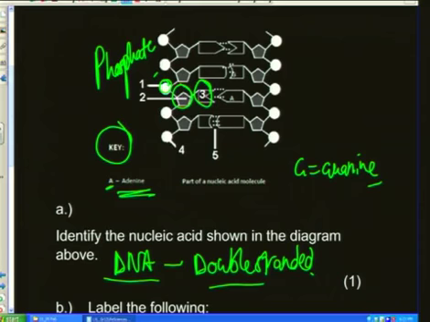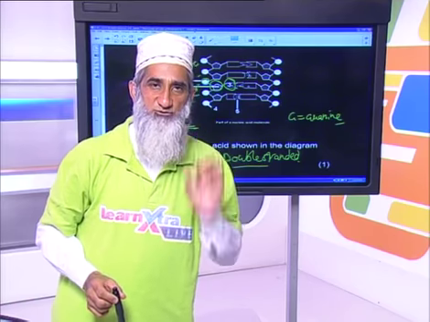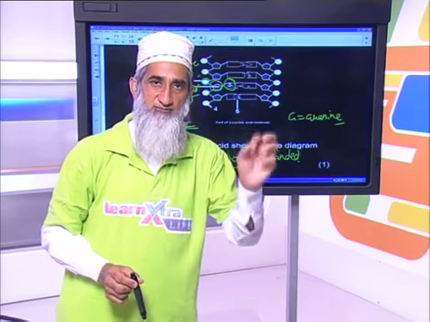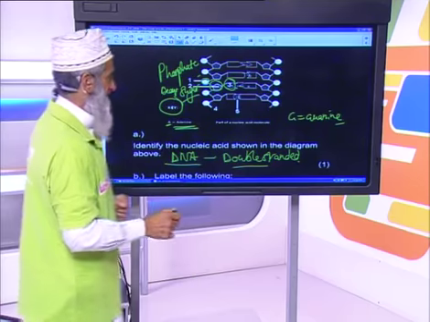Number 2 would be the deoxyribose sugar. I'm just writing the sugar in large so you understand what I'm saying. But remember, whenever there's DNA, you can't just say sugar, you must say deoxyribose sugar. When it's RNA, you must say it's a ribose sugar. Otherwise, you will not get the mark.